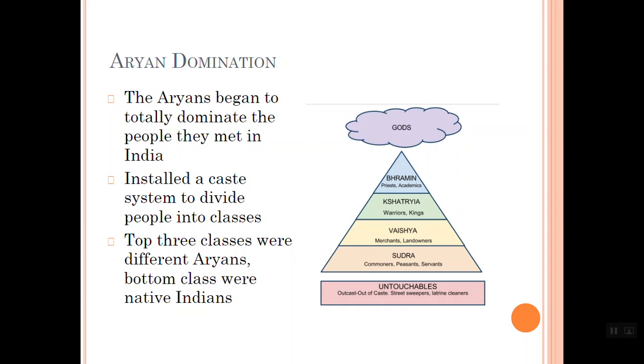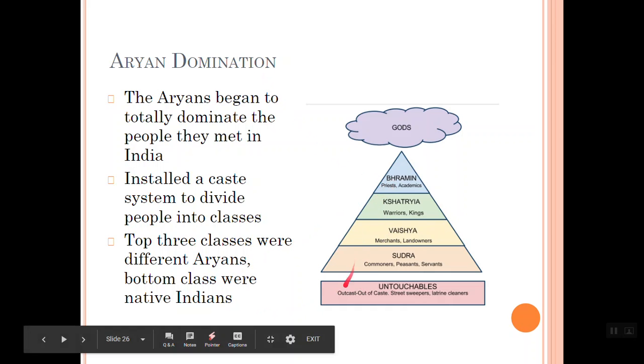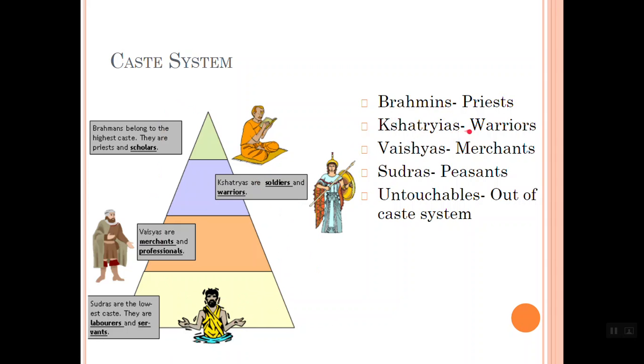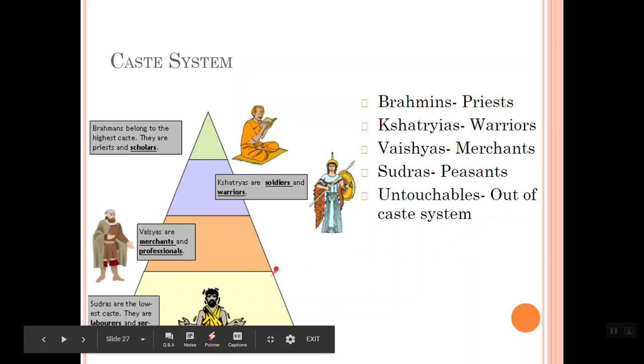They installed a caste system to divide people into classes. Top three classes were Aryans. The bottom classes were native Indians. Okay. Here's the caste system. Again, you got the Brahmins, which are the priests. The Kshatriyas were the warriors. The Vaishyas were the merchants. Sudras were peasants, and untouchables were out of the caste system entirely.